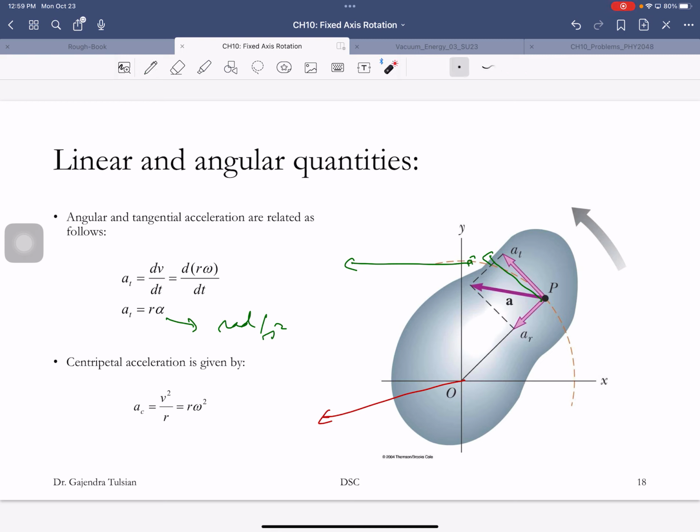All right, centripetal acceleration is the acceleration because of the change in direction of the velocity, and that's equal to v squared by r, and that's equal to r omega squared.